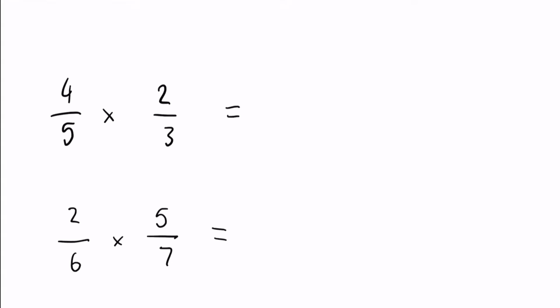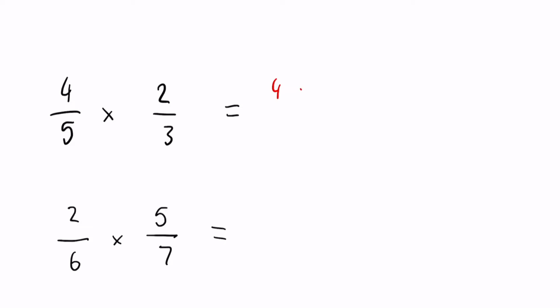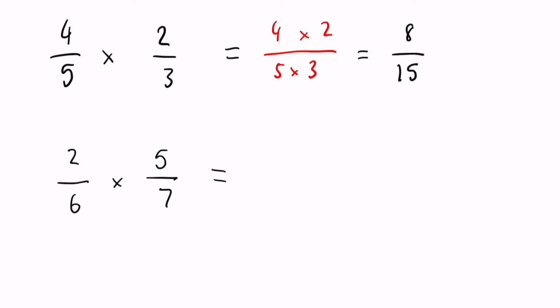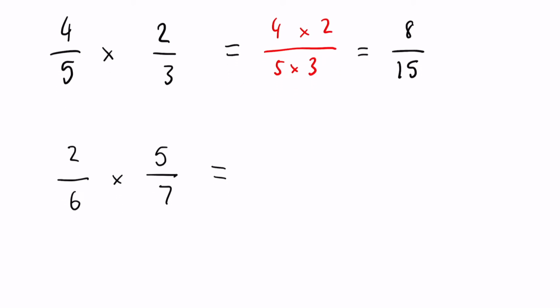When it comes to multiplying, all you have to do is times the top number by the top number and the bottom number by the bottom number. So 4/5 times 2/3, we just do 4 times 2 over 5 times 3. And 4 times 2 makes 8, 5 times 3 makes 15. Let's look at another example. 2/6 times 5/7. So 2 times 5 is going to give us 10, and 6 times 7, 42.